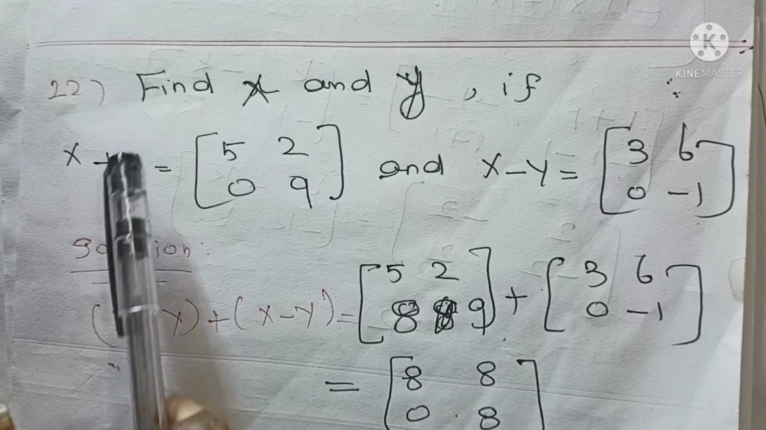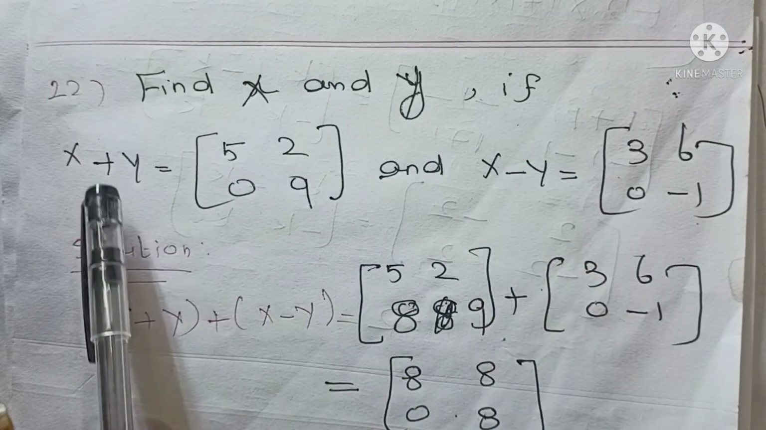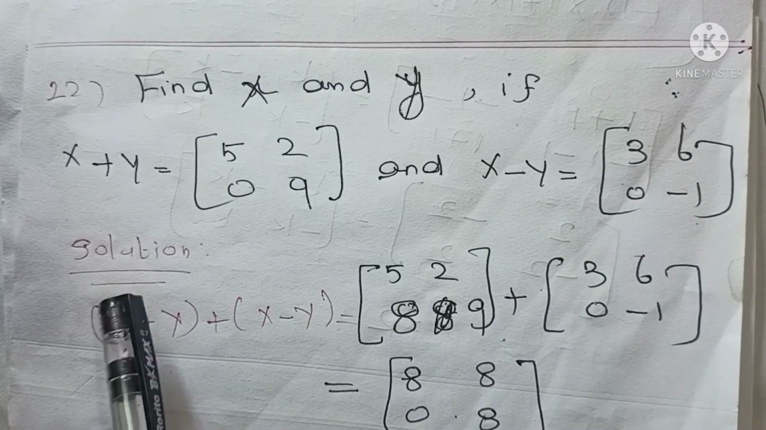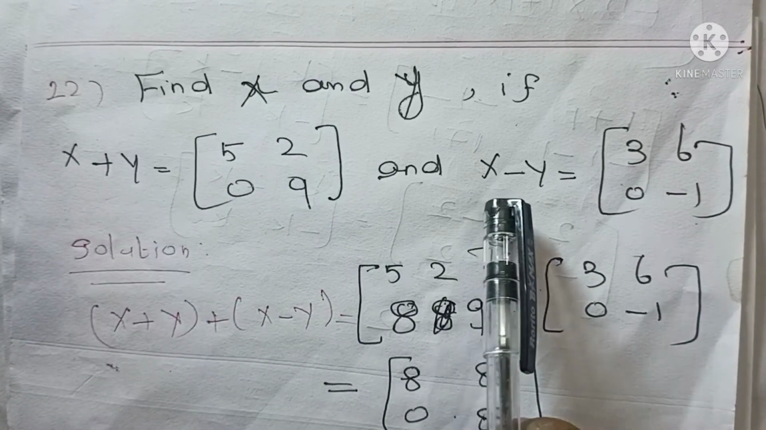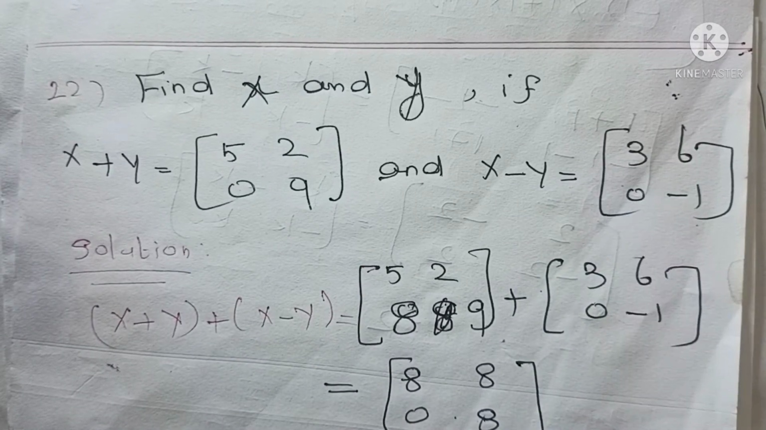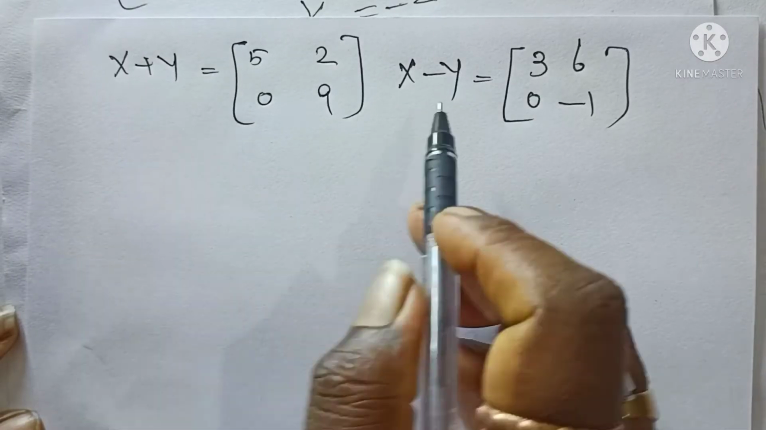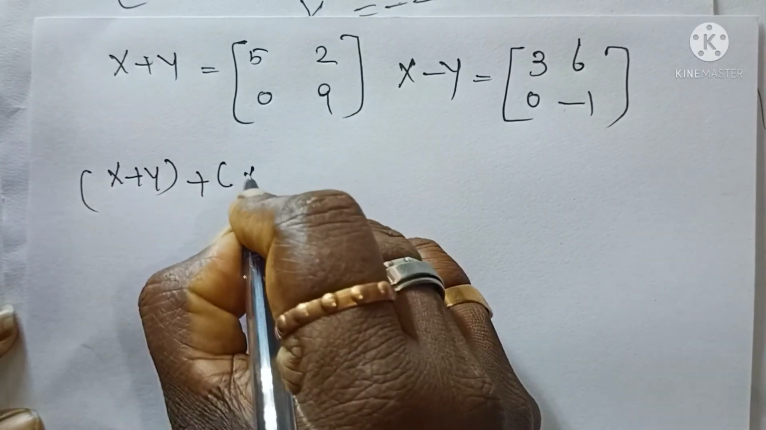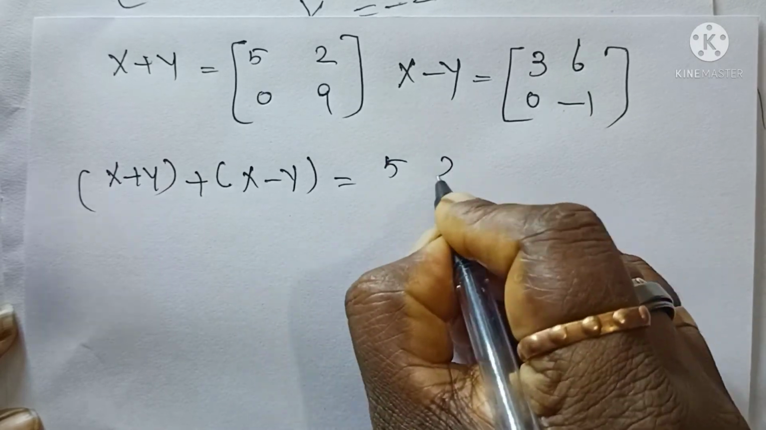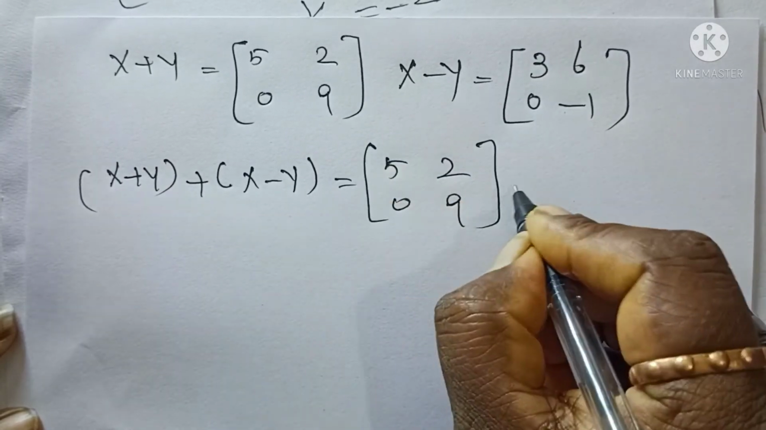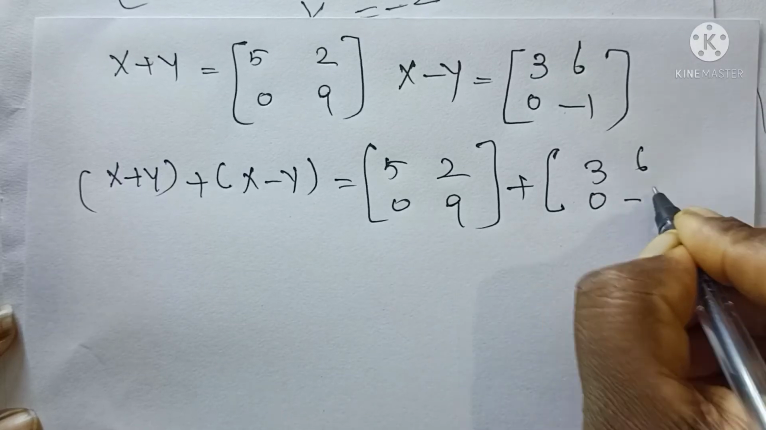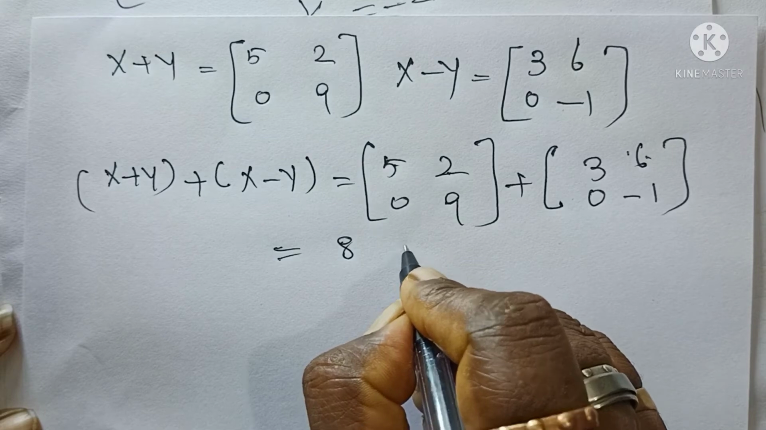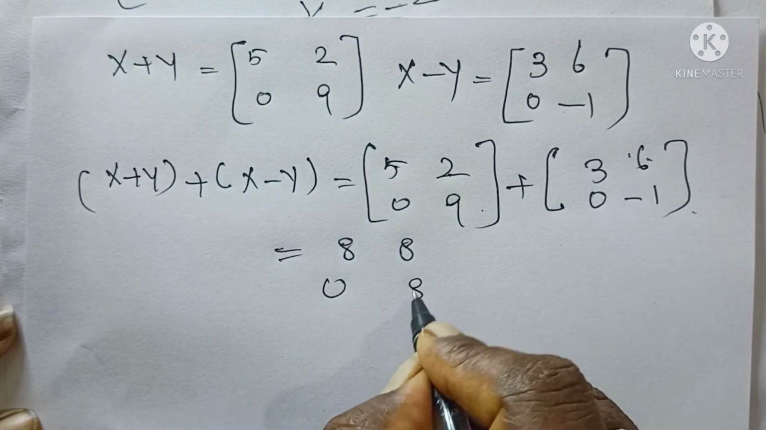Now let's move on to the 22nd question. Find X and Y if X plus Y is equal to this matrix and X minus Y is equal to this matrix. First of all, we have to find X plus Y plus X minus Y. From this you can find X. So this is X plus Y, this is X minus Y. We have to add these two matrices, X plus Y plus X minus Y, which is equal to 5, 2; 0, 9 plus 3, 6; 0, minus 1. Which is equal to 5 plus 3, 8; 2 plus 6, 8; 0; 9 minus 1, 8.